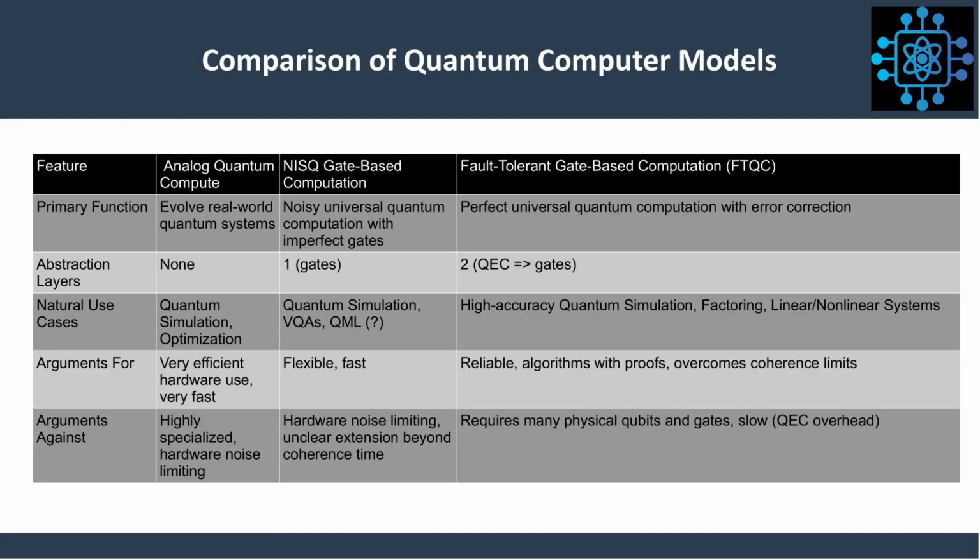Analog quantum computers excel in evolving real-world quantum systems with efficient hardware use but are limited by hardware noise. Noisy intermediate-scale quantum, NISQ, gate-based models offer flexible, fast computation but struggle with noise and coherence limits. Fault-tolerant quantum computing, FTQC, provides reliable, error-corrected computation, ideal for high-accuracy tasks, yet demands extensive qubits and gates, making it slow due to quantum error correction, QEC, overheads.